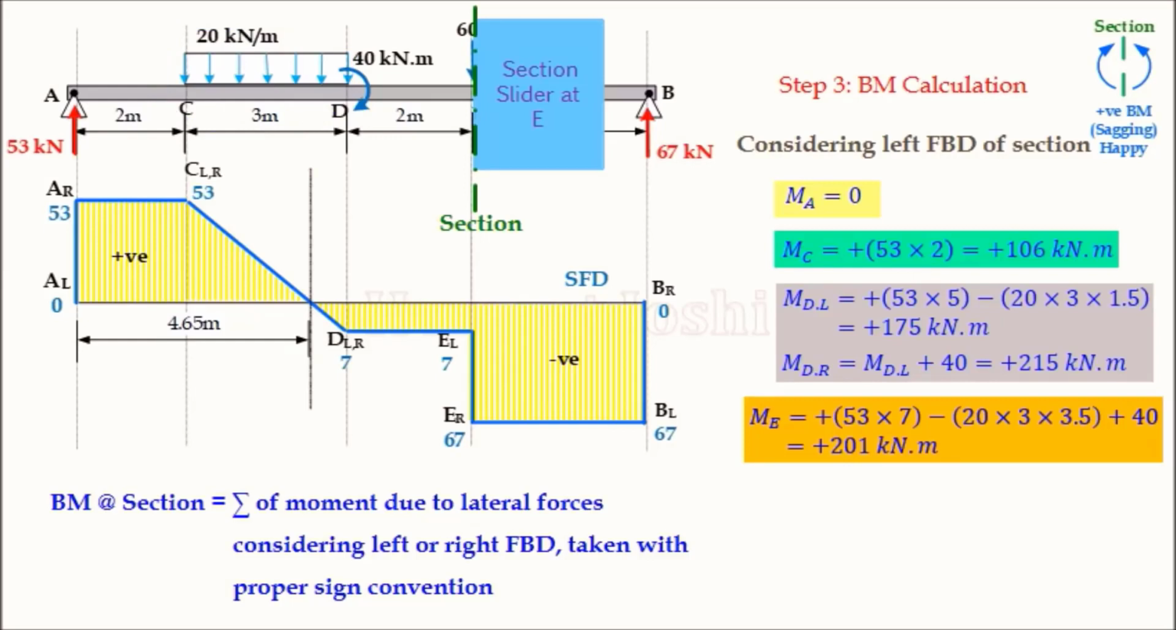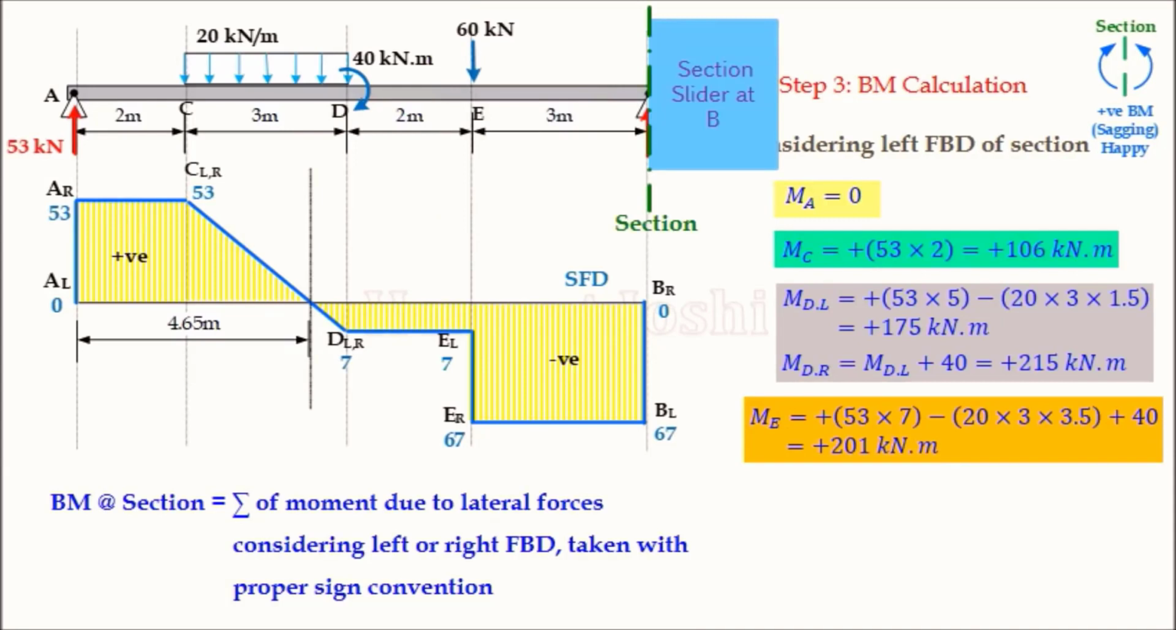Now take the UDL into picture. 20 into 3 is the UDL. It is acting at this point and the distance required is from midpoint to the section point. So that is 2 plus this particular distance 1.5. So it is 3.5. Observe UDL creates in type moment. So minus is taken. That point is also clear. Now last point is the couple. Couple is acting something like this. Clockwise couple. So section's left part, clockwise couple means out and out is taken positive. So answer is 180.